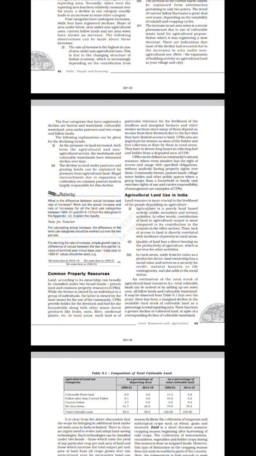Common property resources. Land according to its ownership can broadly be classified under two broad heads: private land and common property resources (CPRs). While the former is owned by an individual or a group of individuals, the latter is owned by the state, meant for the use of the community. CPRs provide fodder for the livestock and fuel for the households along with other minor forest products like fruits, nuts, fiber, medicinal plants, etc.